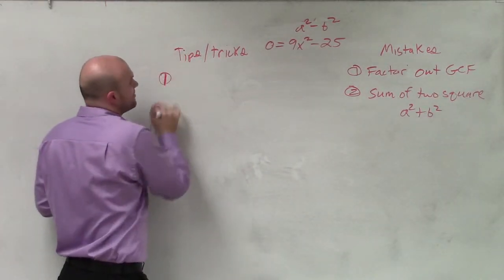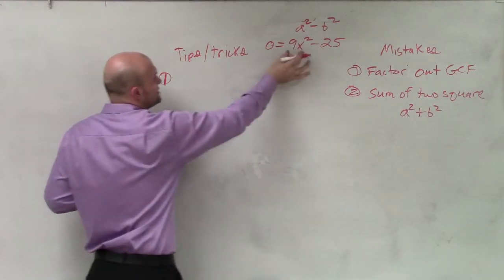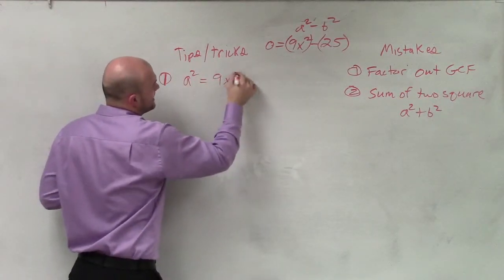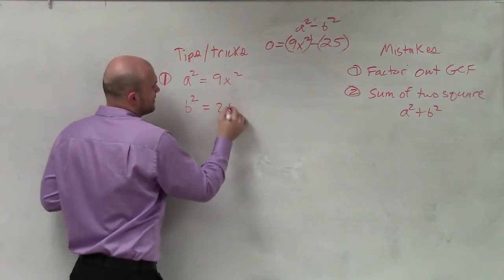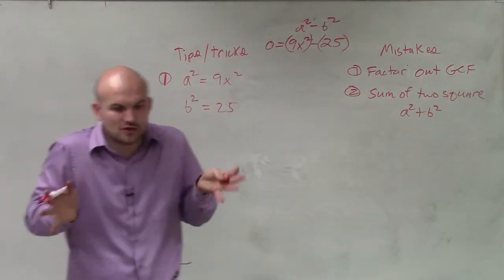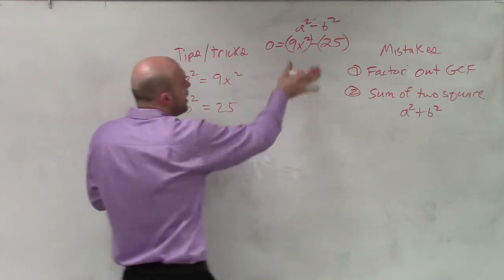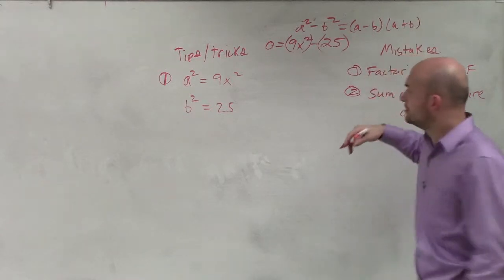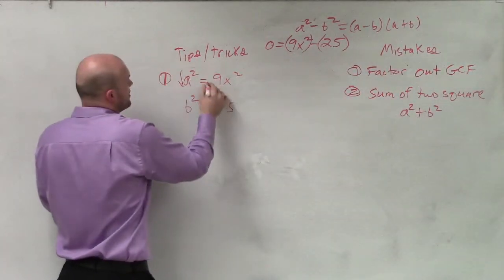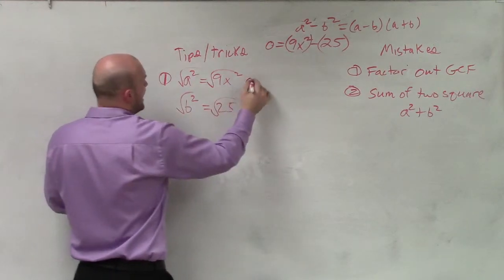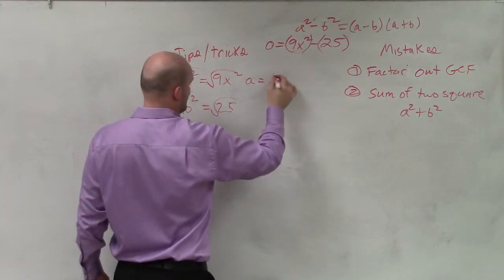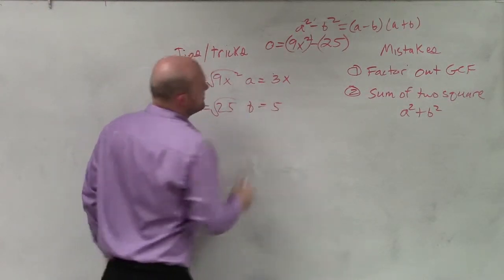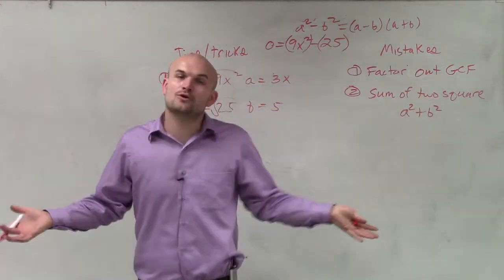One of the main things you want to make sure you do in this case is set each of these, that is your a squared and that's your b squared. So I could say a squared equals 9x squared, and b squared equals 25. Forget about the subtraction. Those are my two terms that are squared. Now I need to figure out what the a and the b are. Taking the square root on both sides, I can determine that a equals 3x and b equals 5. Now, plugging a and b into that formula, I can quickly go ahead and factor it out.